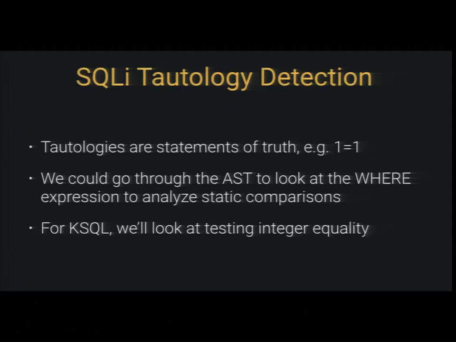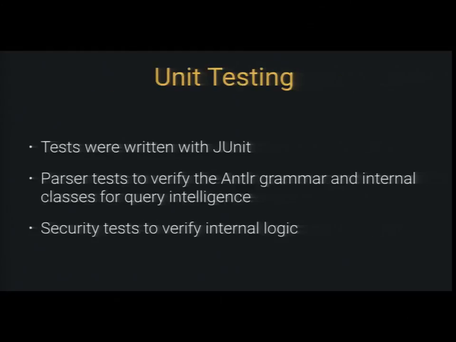Now, I mentioned tautologies. Tautologies are effectively statements of truth. And in the case of KSQL, we're specifically looking at integers and comparing integer values. There could be all kinds of other tautologies that you saw before: mathematical tautologies, trigonometric tautologies, even doing things like string concatenation or string replacement. And for KSQL, we'll focus purely on integer equality to keep things pretty simple.